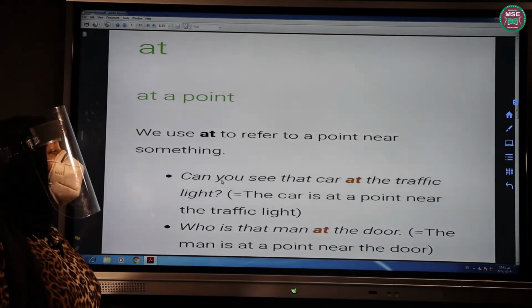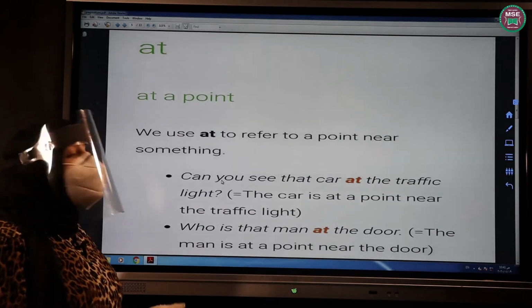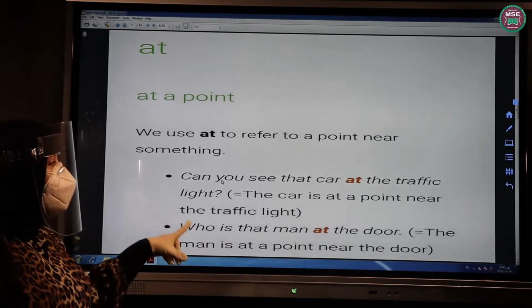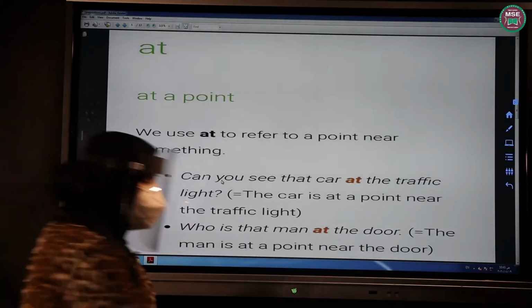Who's that man at the door? What's the meaning of at the door? At a point near the door. So here I use the preposition at.